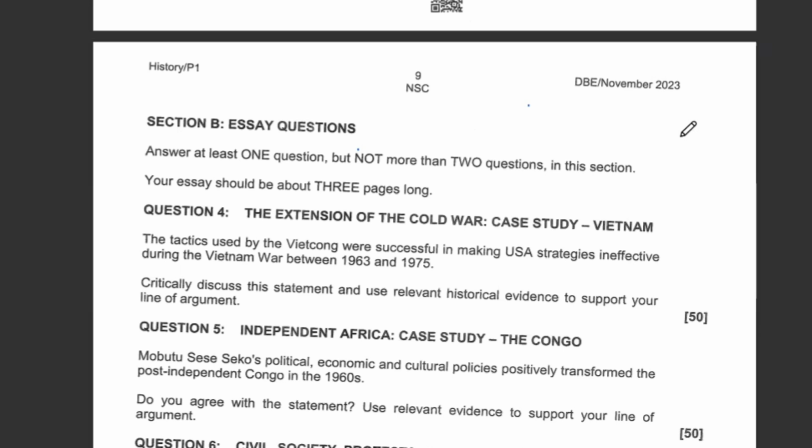Then let's come to our question number 4. The question says, critically discuss this statement and use relevant historical evidence to support your line of argument.